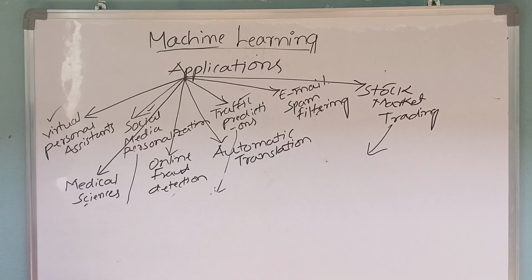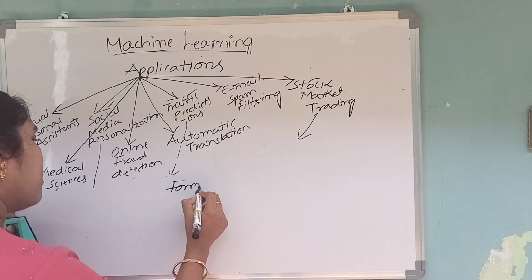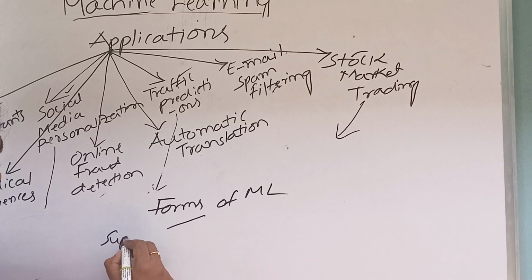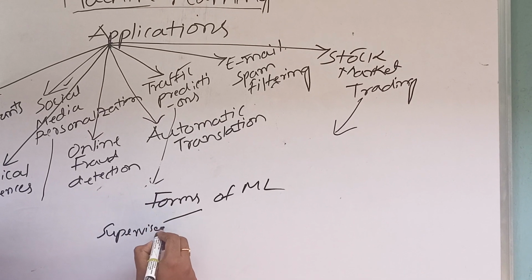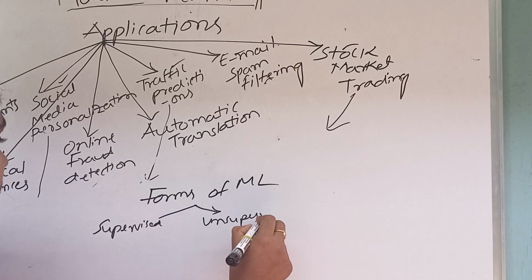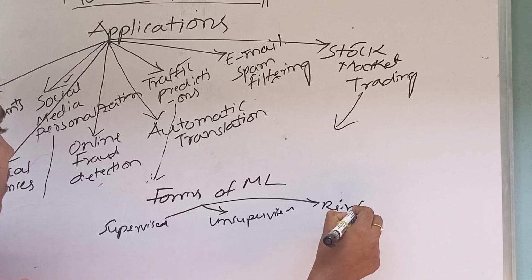In the next class, I am going to explain the types of machine learning, that is supervised, unsupervised, reinforced.